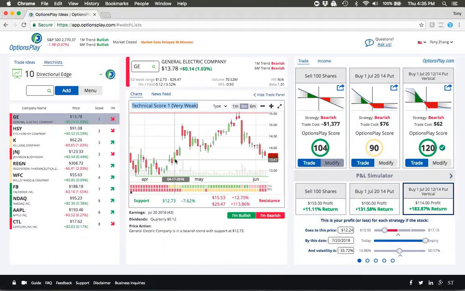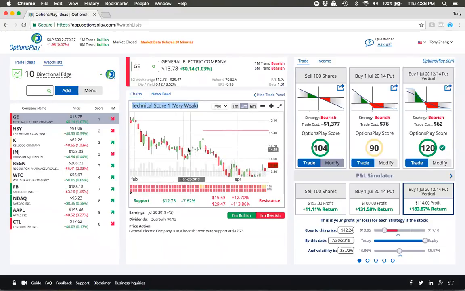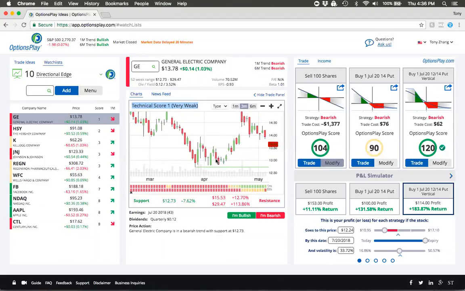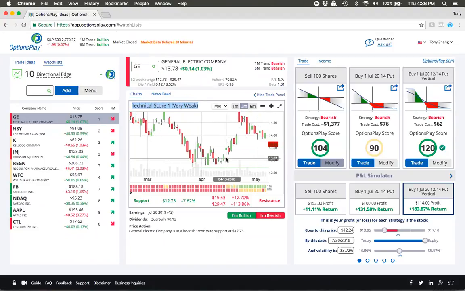So what's interesting about GE is that a few weeks ago, our trend indicators actually started to turn neutral from bearish. So for quite some time, GE was a very bearish stock. As you can see, it continued to be bearish. And then right here around April 13th is when our trend indicators basically said, look, on the short term, this stock is no longer trending any lower.